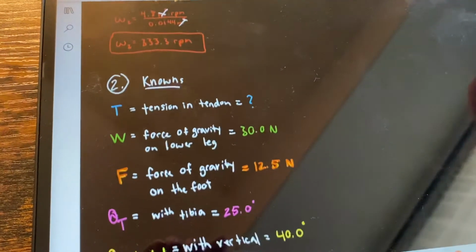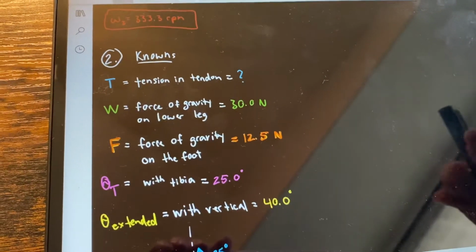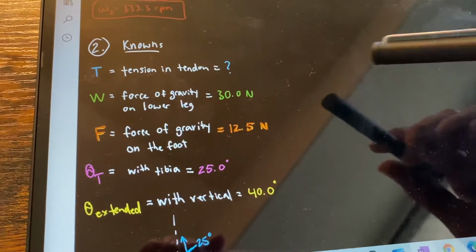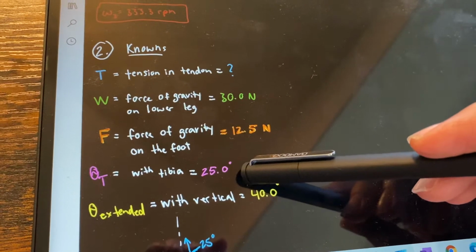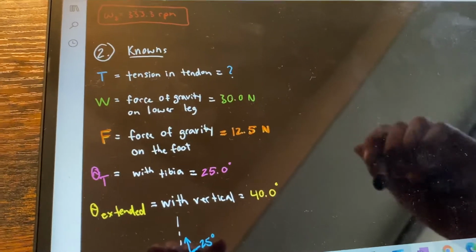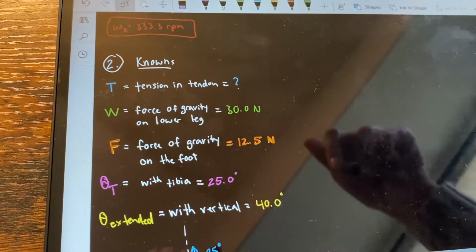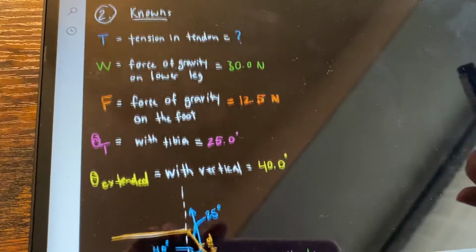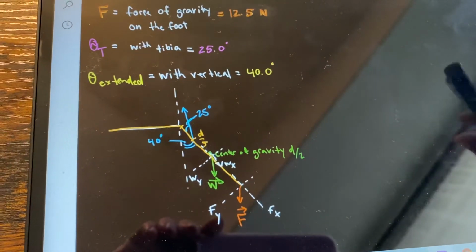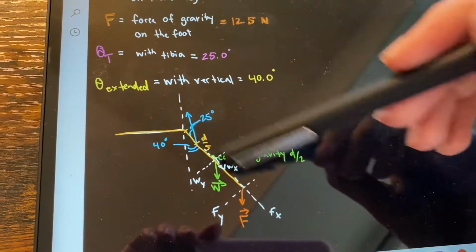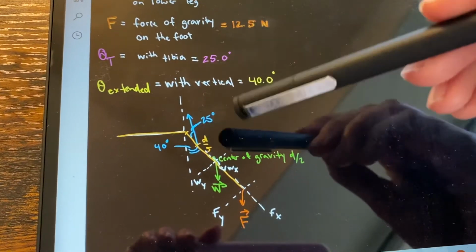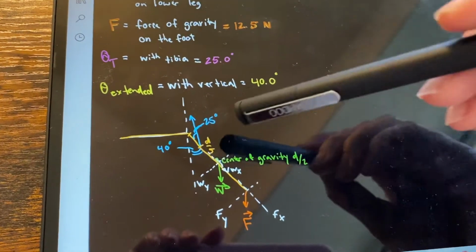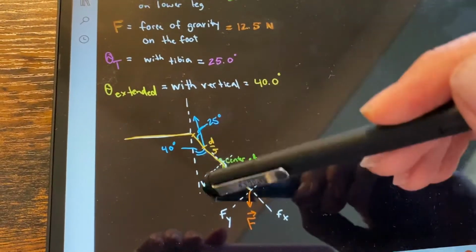For the second question, it wants to know the tension in the tendon at a specific angle, at this angle 25 degrees with the tibia, and 40 degrees if you're looking at it, the tendon, determining the angle from the vertical. So I drew out my diagram. Here's the tendon, here's the angle of the tendon to the tibia, and then the angle from the tibia according to the vertical.